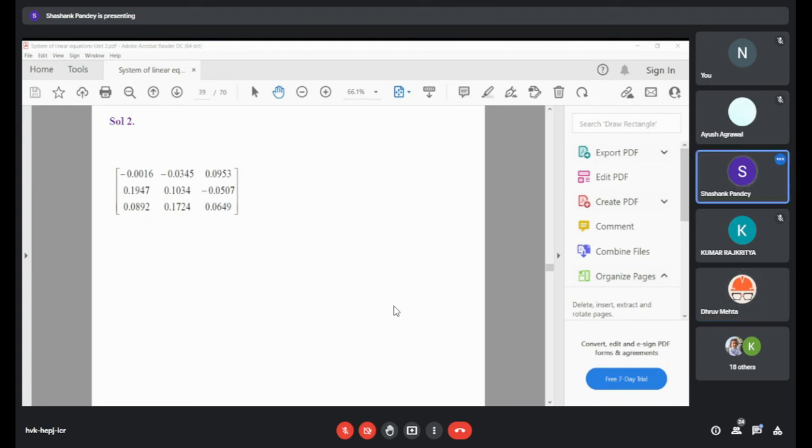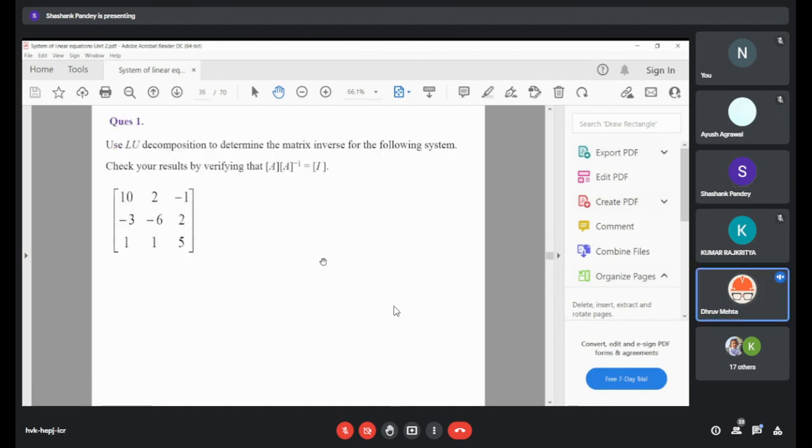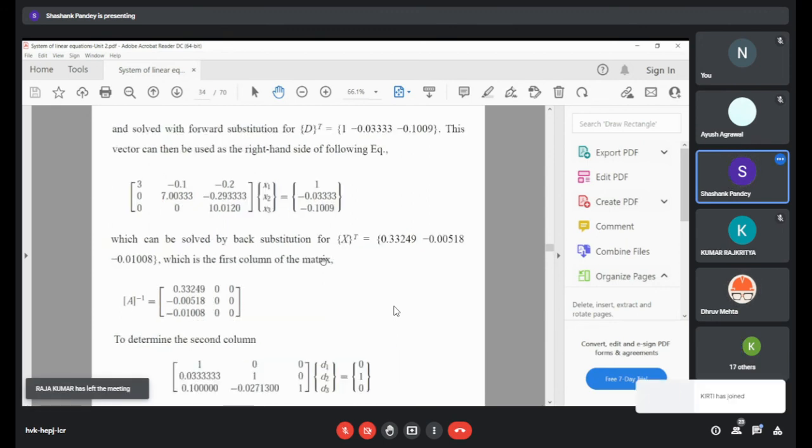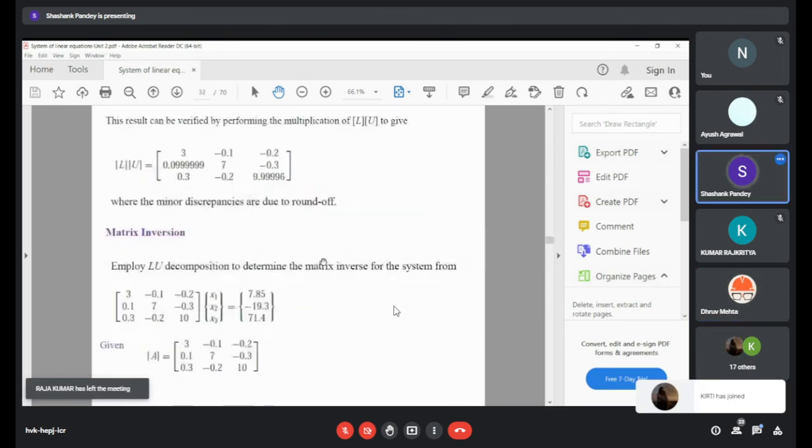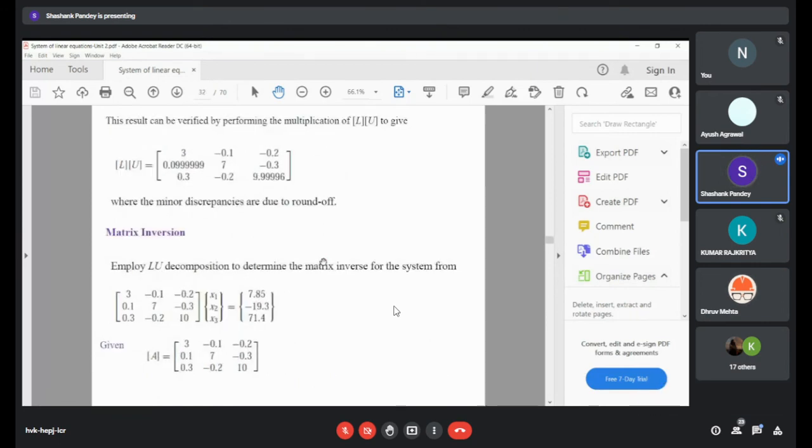Sir, can you repeat the final steps of inverse matrix formation? Like, what do we multiply with x1, x2, x3 to get it? Okay, I will repeat this once more. So let us take this problem from the beginning. I need to calculate the inverse of a matrix A, which is given here as a 3 cross 3 matrix. We need to calculate the inverse of this matrix.